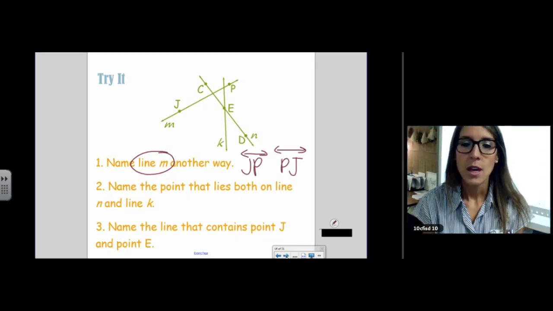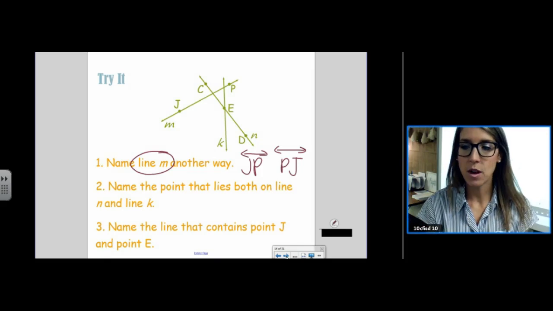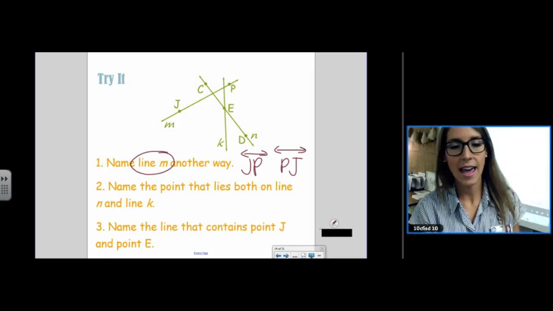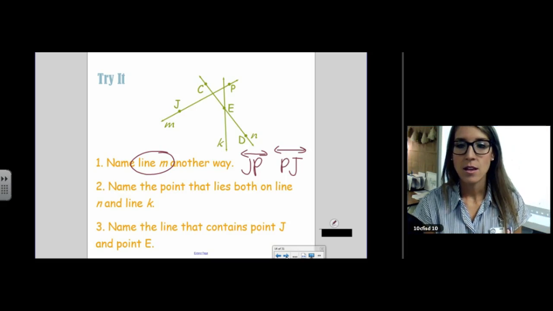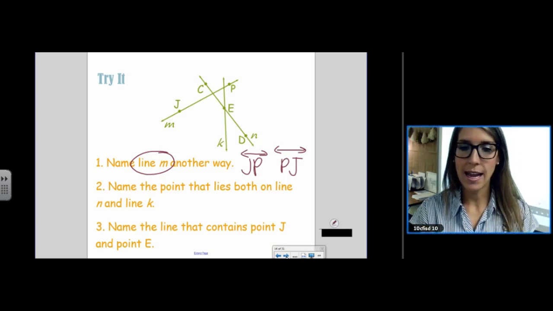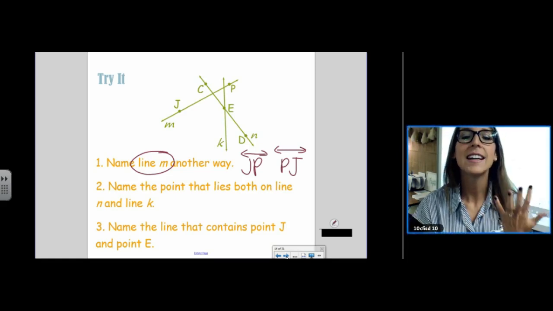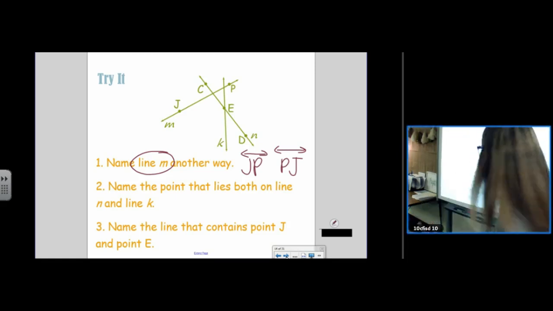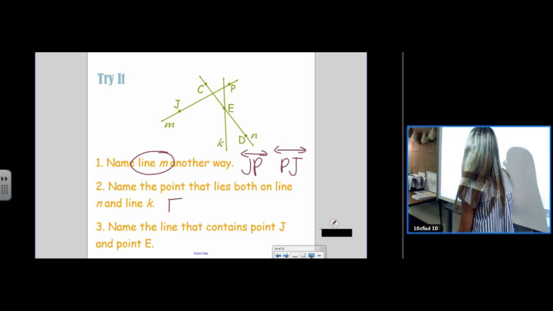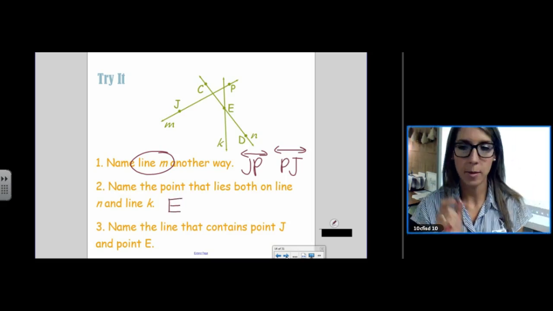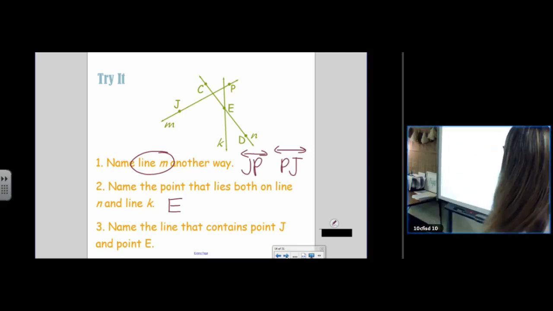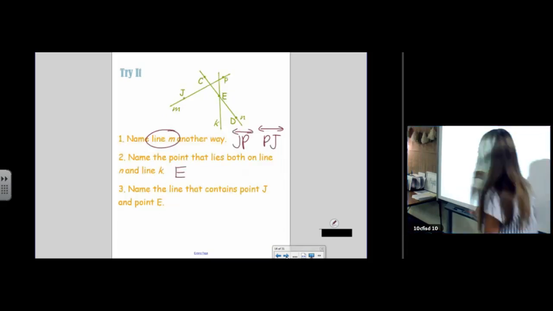Question number 2. Name the point that lies both on line N and line K. Good. Now this is very important. I'm going to be picky about this. You name a point with a capital letter, right? The only correct way to answer this is a single capital letter E. I will be picky about being capital. Thank you.